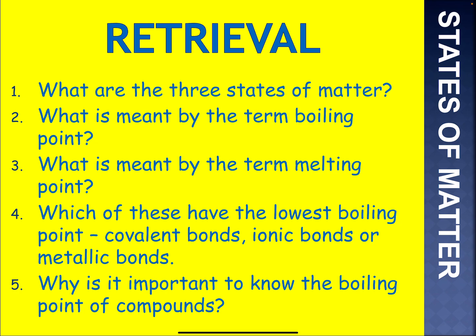So for instance, pure water boils at 100 degrees. However, if you boil water and the boiling point is 101, 102, then that is not pure water. There'll be some impurity in it. Moving on.